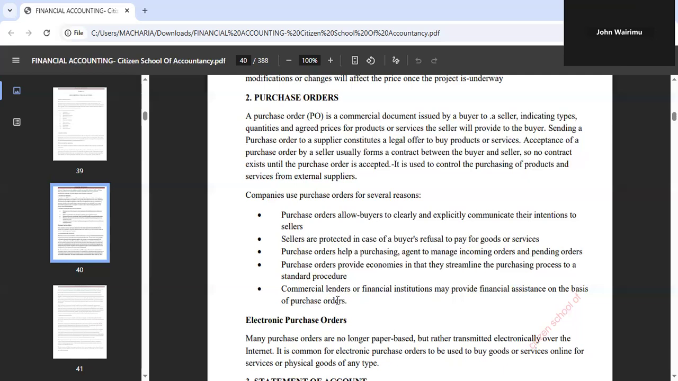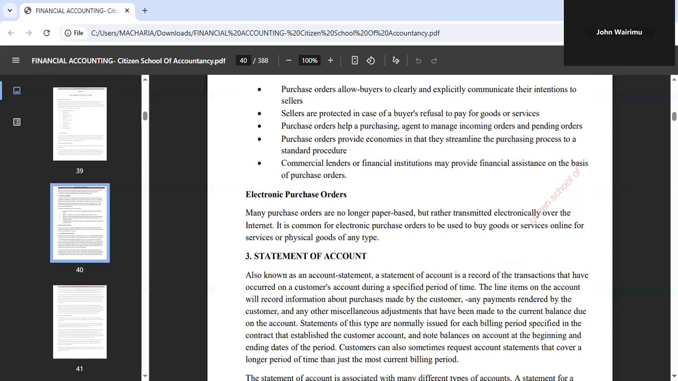And the last point here, you're saying that commercial lenders or financial institutions may provide financial assistance on the basis of a purchase order because they already believe that you have agreed on the services.